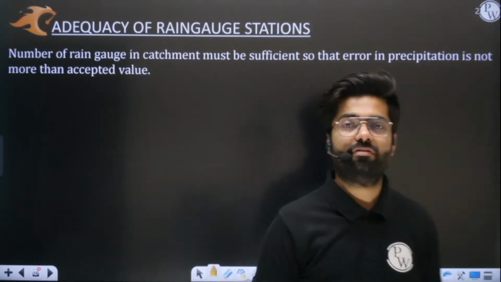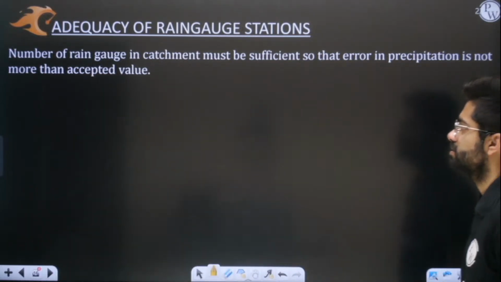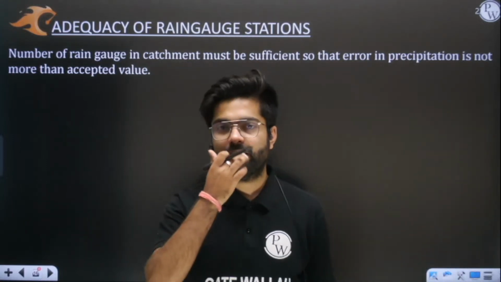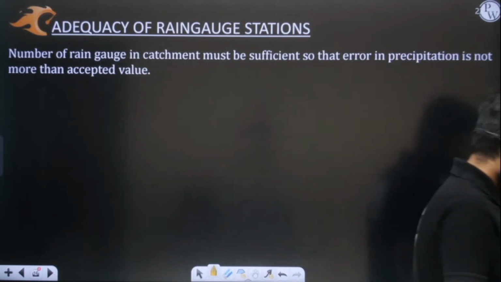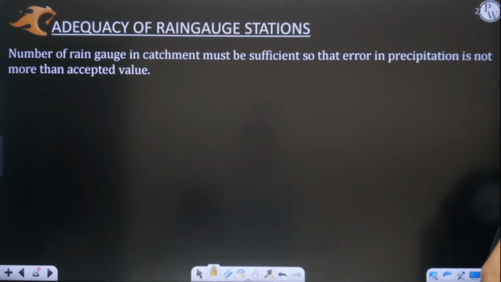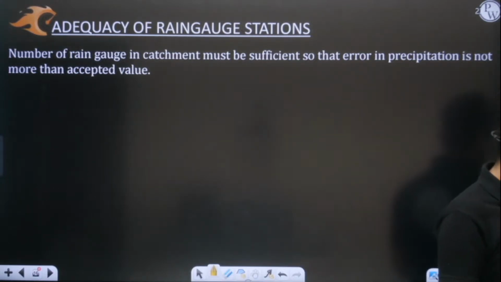Today's very first topic will be adequacy of rain gauge stations. Adequacy means what? Can you tell me the meaning of adequacy? Everyone kindly comment. No dear, no circular area for, wait a second, one problem is there.